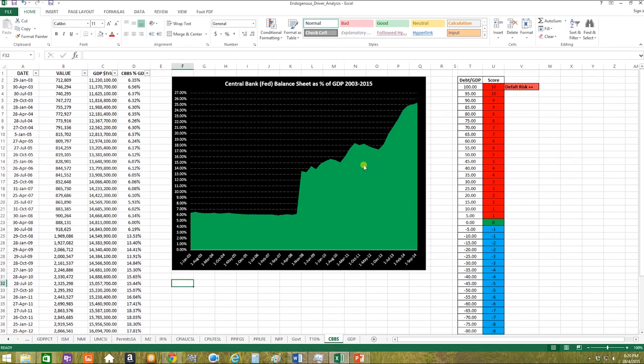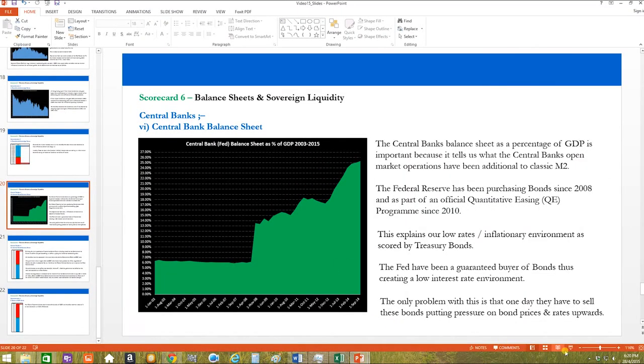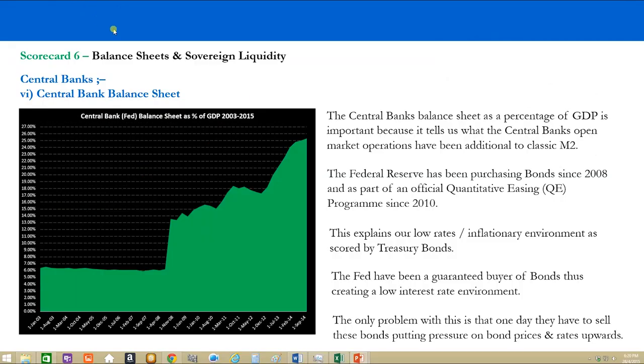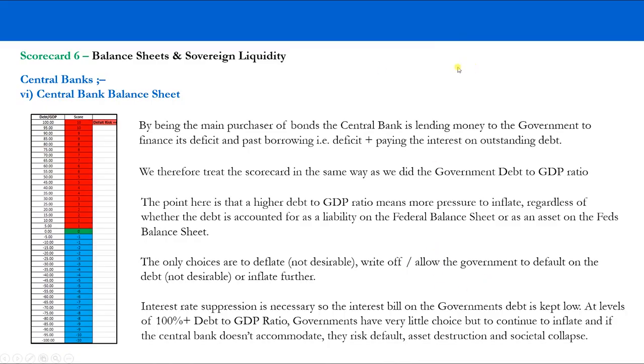And as you can see, there's been a big increase since 2008, since the financial crisis, and that's due to the Fed's quantitative easing programs. If we go back to the presentation, we can see and understand how the scorecard has been built. So basically, by being the main purchaser of bonds, the central bank is essentially lending money to the government to finance its deficit and past borrowing. So deficit plus paying the interest on outstanding debt.